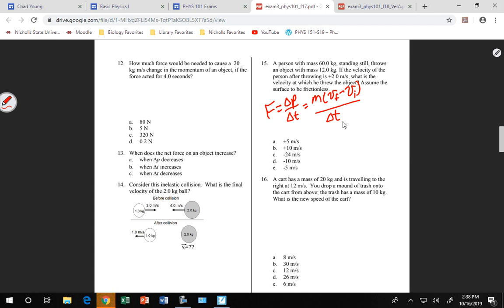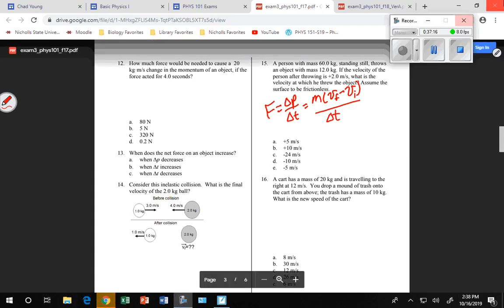Okie dokie. Anything else for me? All right, I appreciate y'all coming. It's useful for y'all to come, I think, right? Useful? Beneficial. Beneficial is the correct word. Okay.